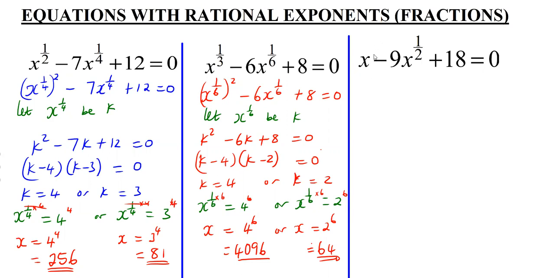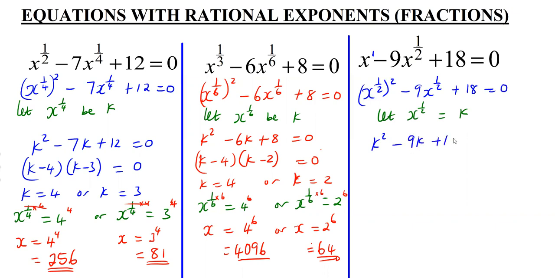Now here, x to the power 1, so it means that there is a power of 1. So how do we get the 1? We say x to the power 1/2, which is this one here, times 2, minus 9 times x to the power 1 over 2, plus 18 is equal to 0. Let's do it again, guys. Let x to the power 1 over 2 be equal to k. And what do you do from there? You write your k squared minus 9k plus 18 is equal to 0.